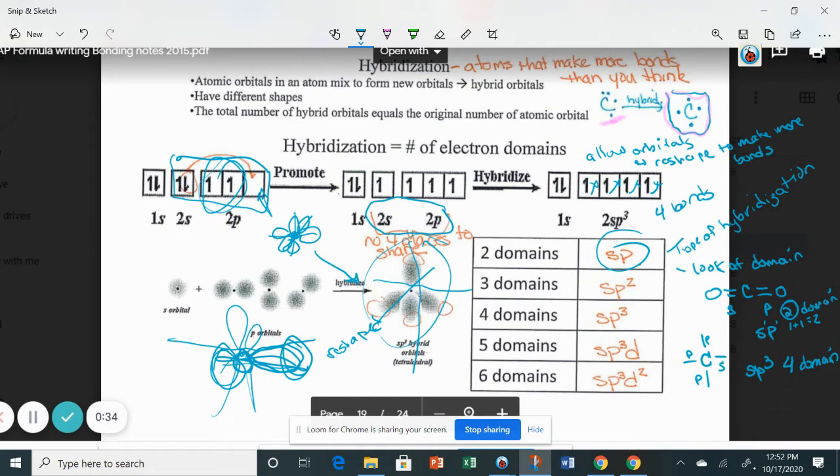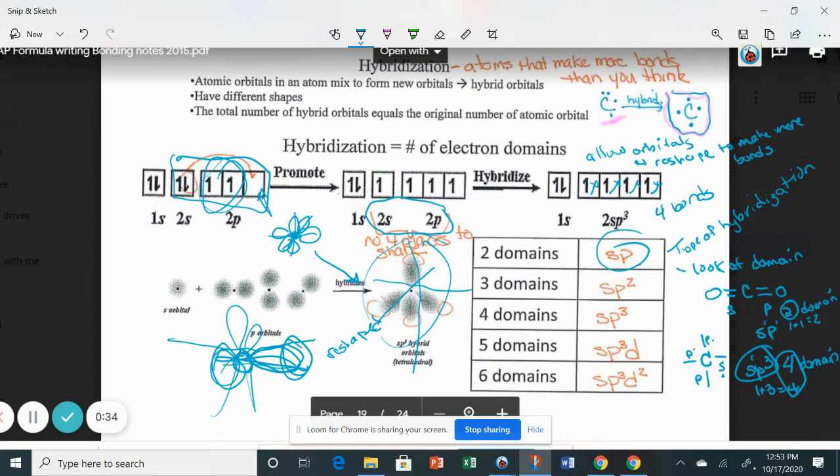So if it's 4 domains, this is a 1 plus 3 equals 4. So if I add those two up, these two are equal, so I had to have an sp3. I tell people, go to your drawing and look at your domains and label your domains. Start with S and then do P, P, P.